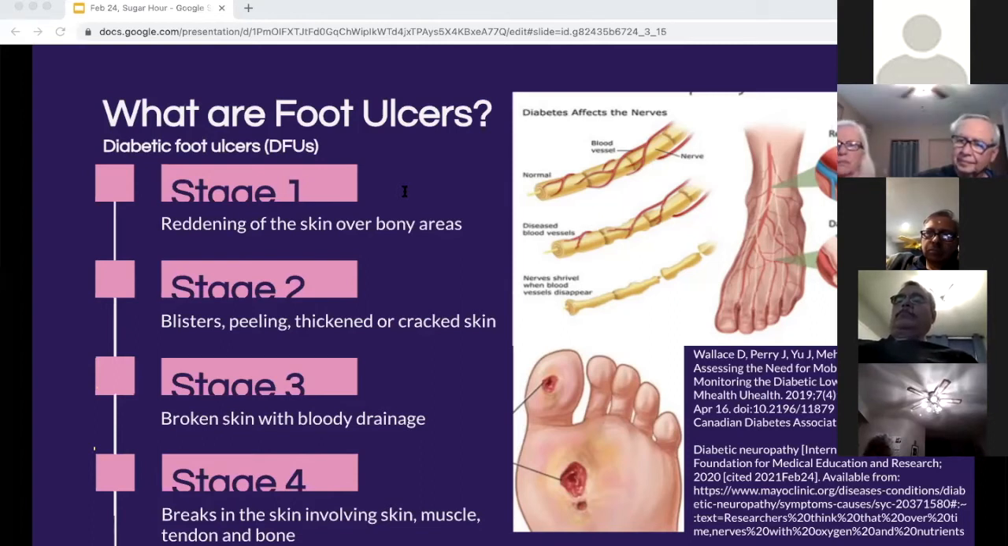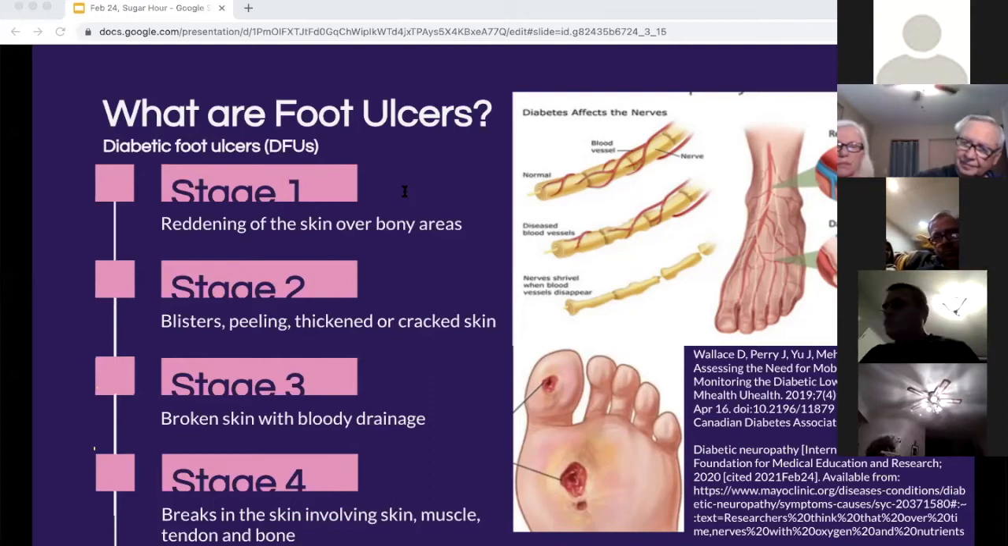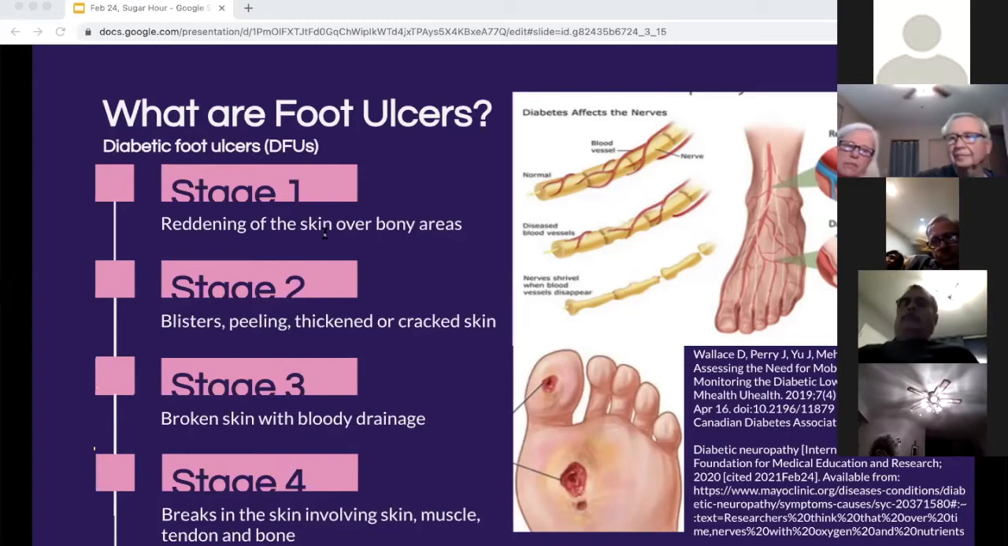It typically occurs in 4 different stages, with stage 1 being identifiable by reddening of skin over bony areas. Then stage 2, you can see blisters, peeling, thickened or cracked skin. Stage 3, that skin now becomes broken and can lead to a bloody drainage. And stage 4, which is where it actually breaks through the skin and can become so severe it can involve skin, muscle, tendon, and even bone in some cases.